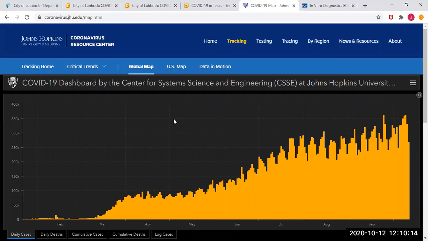I came across something the other day, or actually Nicole Hines had sent it to me, on the R naught, or the basic reproduction number, which we talk about a lot: how many individuals will one sick person infect.